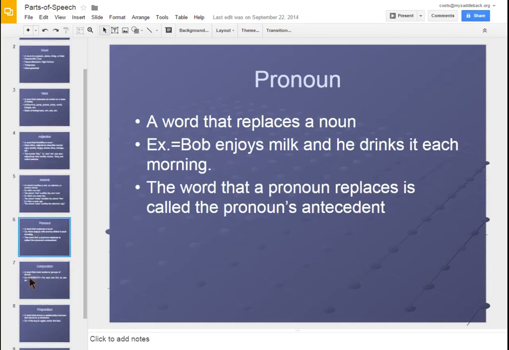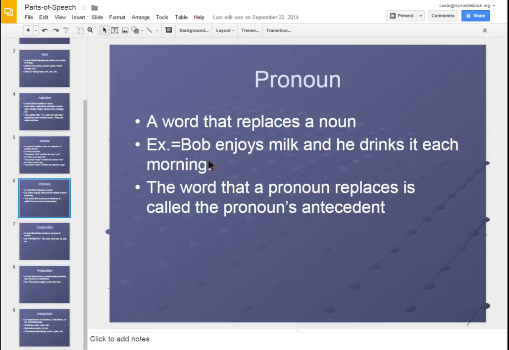Pronoun. A pronoun is a word that replaces a noun. Example, here we have Bob enjoys milk and he drinks it each morning. So, we need to know that the word that a pronoun replaces is called the pronoun's antecedent. Ante means before. So it's the word that is technically supposed to come before the pronoun. If you have a clear antecedent, then your reader knows exactly what your pronoun is replacing. In this, we have Bob. The pronoun replacing Bob is he. That means the clear antecedent of he, the pronoun, is Bob. Milk is our next noun. The pronoun it replaces milk. So milk is the antecedent to the pronoun it.